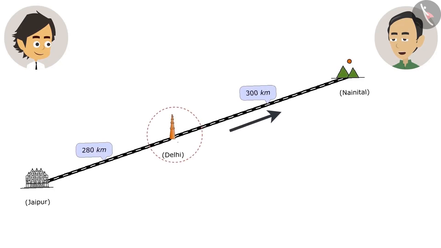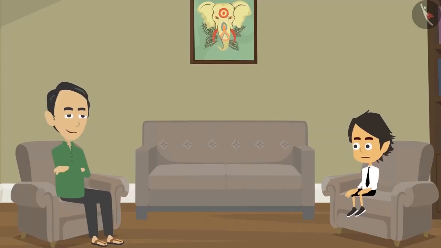And if we go 300 kilometers towards the right, we will come to Nainital. And if you go 280 kilometers left from here, we will come to Jaipur. Now tell me, how far is Jaipur from Nainital? The distance between the two is 580 kilometers. That's why we cannot go to Jaipur this time. We'll go later. Okay, Dad.